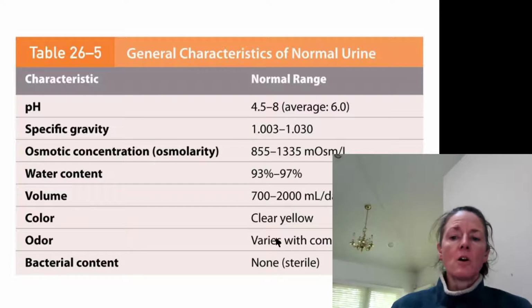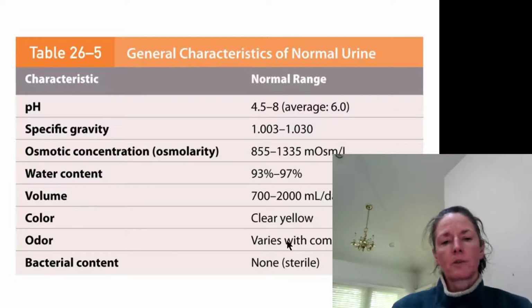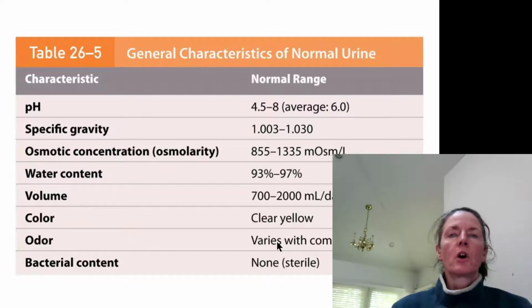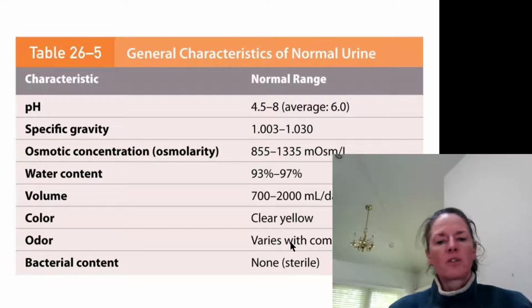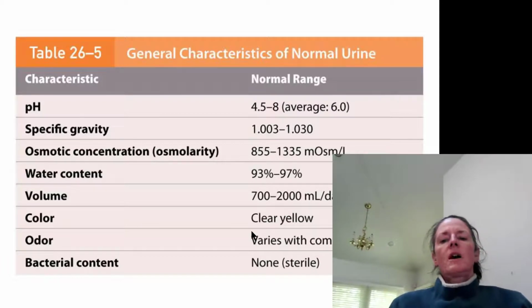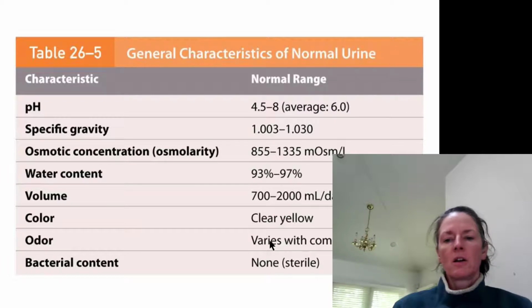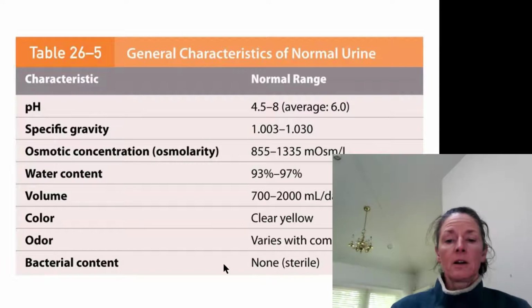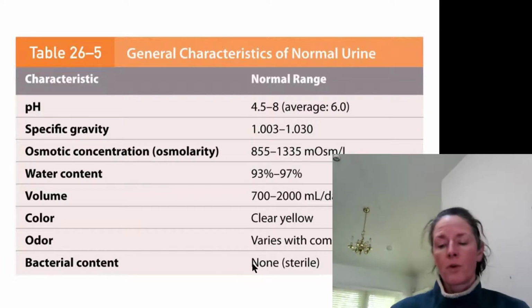The color is usually yellow, typically, hopefully. And odors will vary with composition. So people who have glucosuria, so basically have glucose in the urine, they'll have a sweet-smelling urine. And sometimes diabetics will have sweet-smelling urine, but depending on what's in there, it can change the odor of the urine. Hopefully you don't have any bacterial content in there. If you do, it means there's something wrong with your nephrons and you're not filtering things properly.